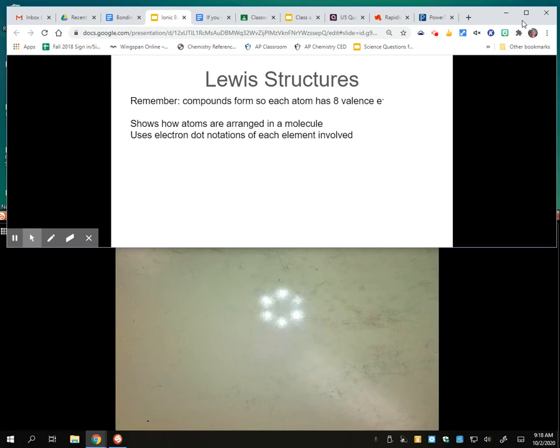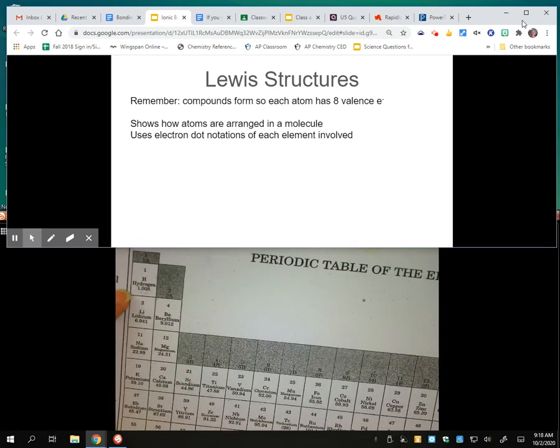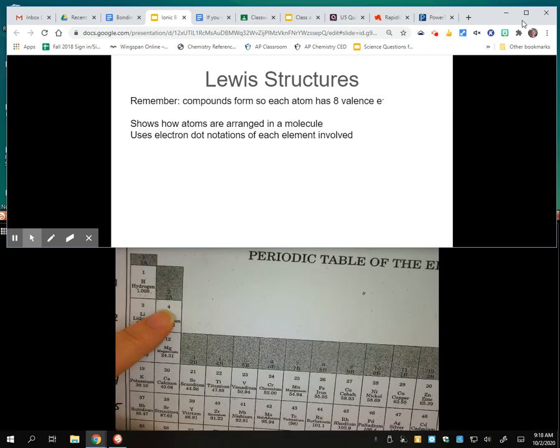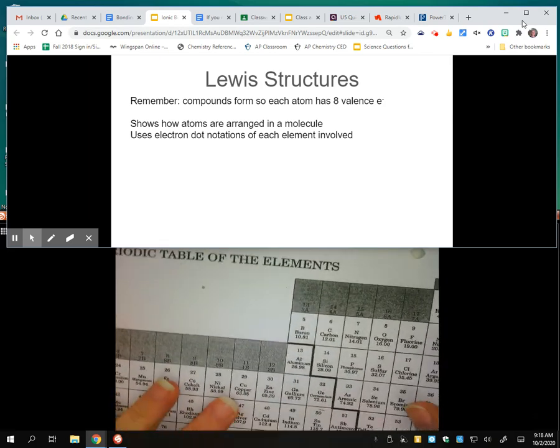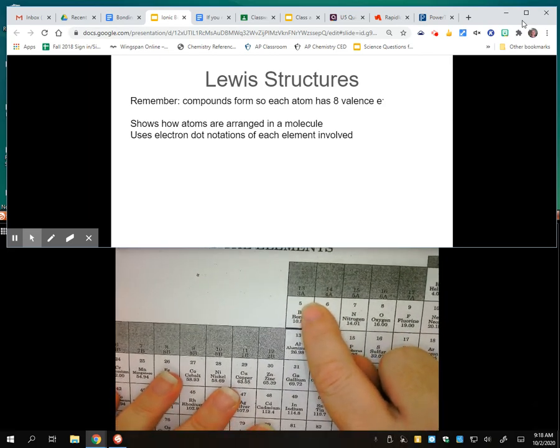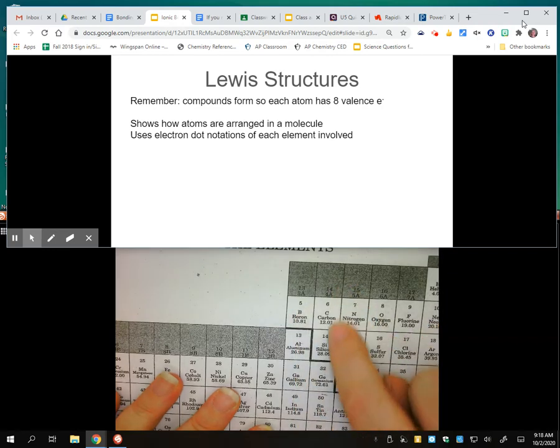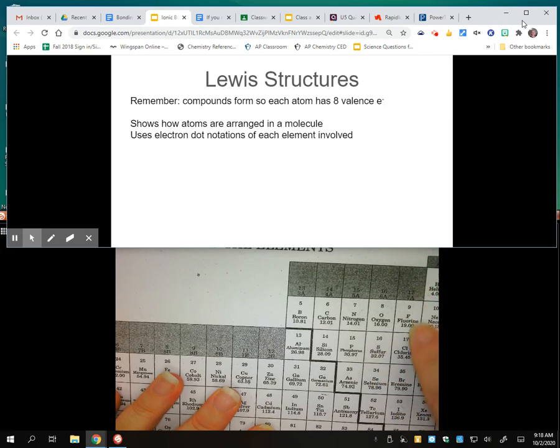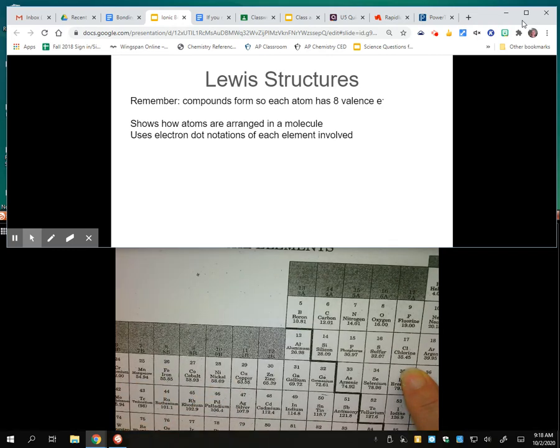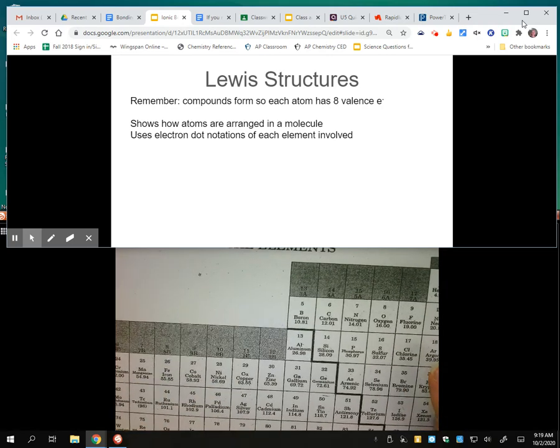So things in group 1 have 1 valence electron. Things in group 2 have 2 valence electrons. Elements in group 13 have 3, 14 have 4, 15 have 5, 16 have 6, and elements in group 17 have 7 valence electrons. And that corresponds to the number of dots you would draw around an atom.